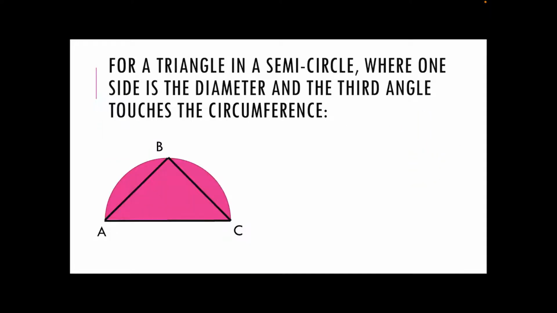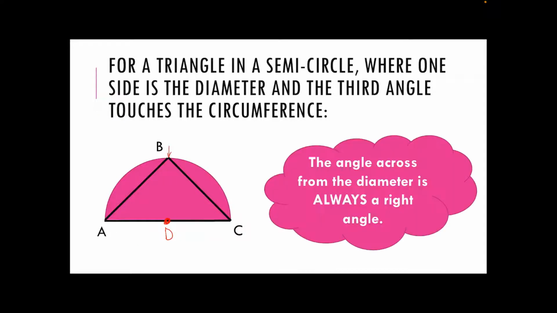For a triangle in a semicircle, where one side is the diameter, so in our case A to C is our diameter, the third angle needs to be touching the circumference, so that's this angle up here. Then the angle across from our diameter is always a right angle. So angle ABC is a right angle. This is a really important rule that you need to know for your problem solving, and we're going to be using this a lot today and I think into our next lesson as well.